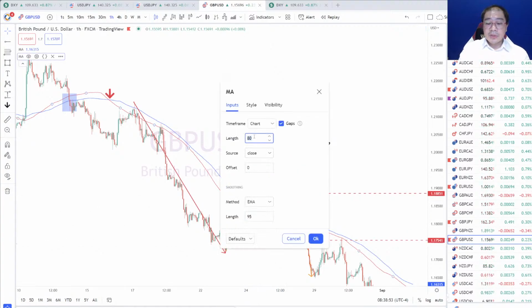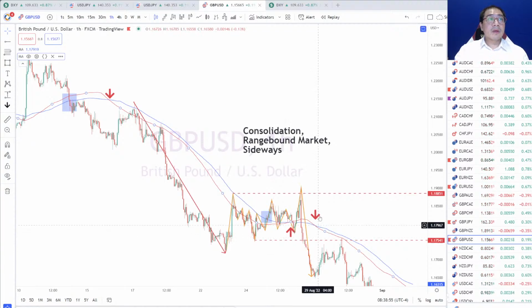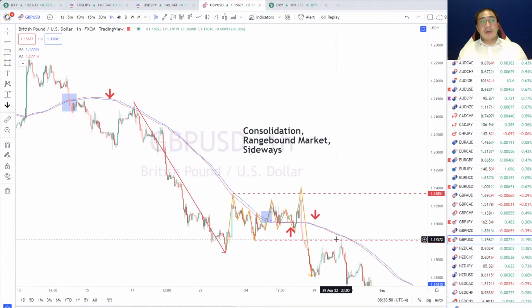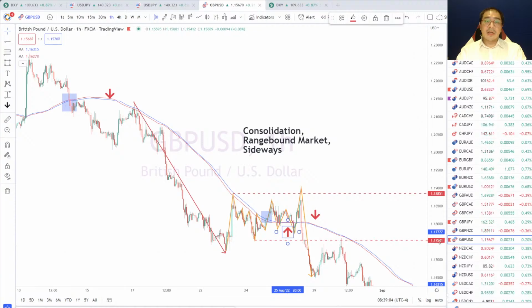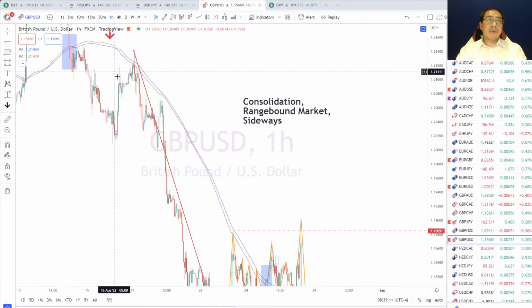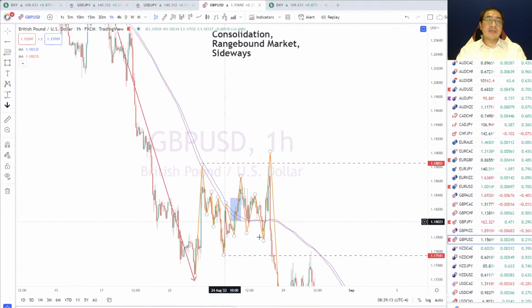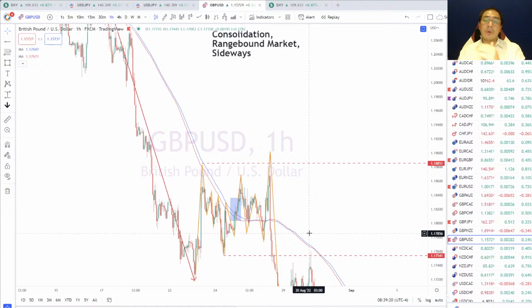I haven't changed this. There we go. You'll notice that it's not going to give you a flip-flop in the market. In fact, it's actually going to flatline. It's actually going to stick together, and where it crosses, it's going to be less often. You see this over here? During the consolidation period, it actually flattens out. It doesn't give you a reversal sign. It actually sticks to the moving averages.